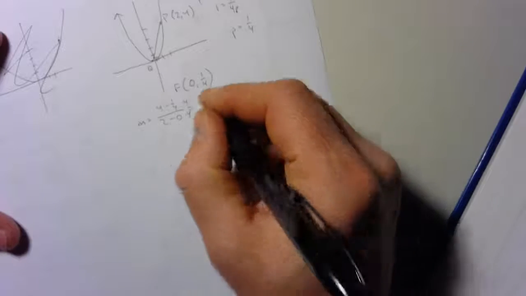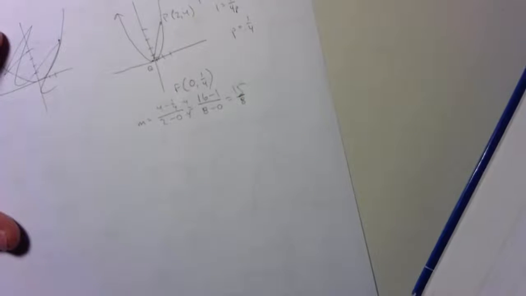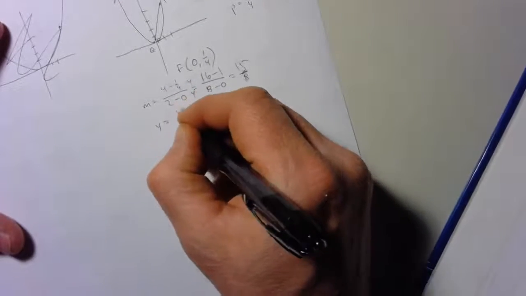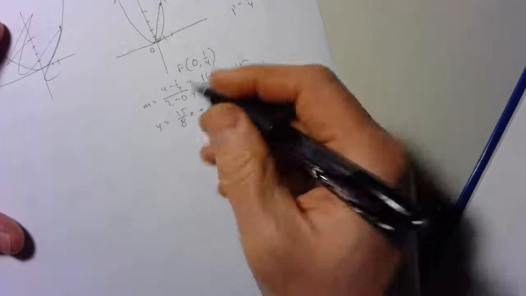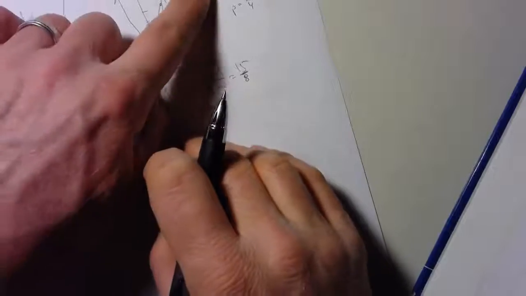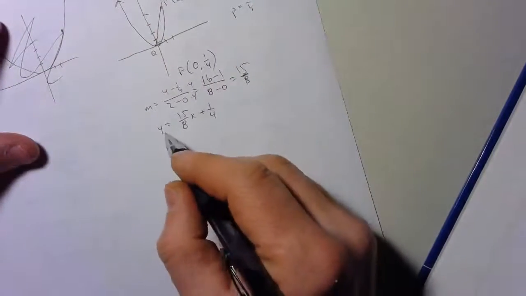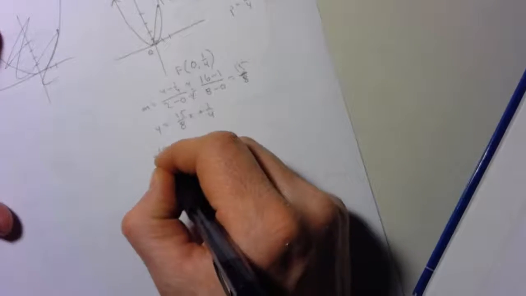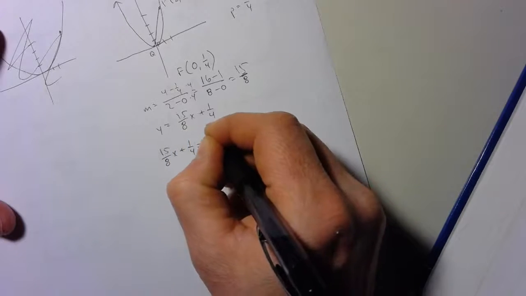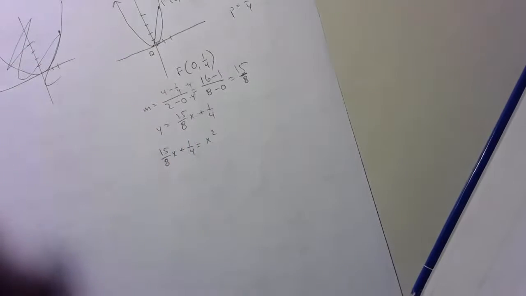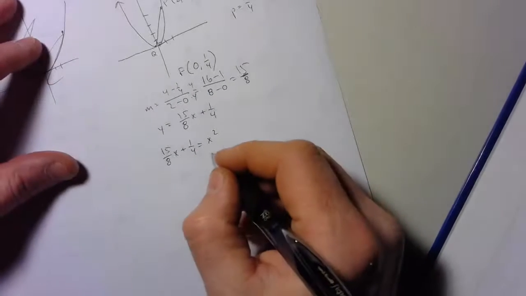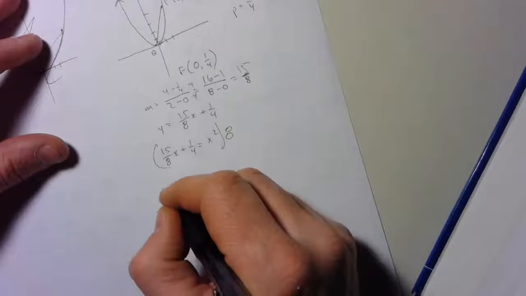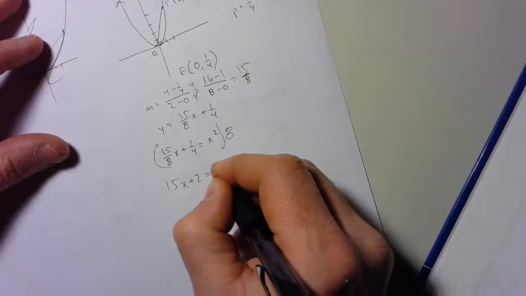You would have gotten the same thing if you subtracted it. So my slope is that, and I'm going to use slope-intercept form, which I don't use very often, because it gave me that. So there's that line, and it's going to hit the parabola at the intersection. So I can say 15 over 8 x plus 1/4 needs to equal x squared, and that's going to give me those coordinates. So where is that going to be? If I scale everything by 8, I don't have to deal with all these fractions.